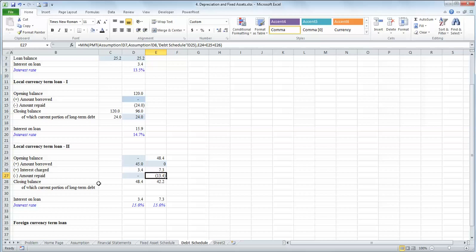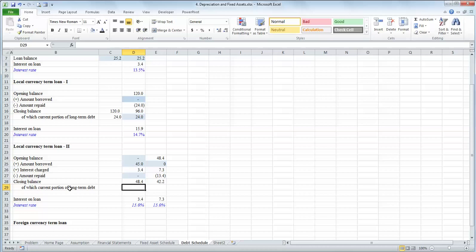Now we have one more component left, which is current portion of long-term debt. How do we compute it? One way to compute it would be to link it to your repayment of next year plus the interest charged. But the peril of keeping it this way is that in the last year of a forecast, so for instance if I go to 2014, I would notice that the current portion of long-term debt comes out as 0.